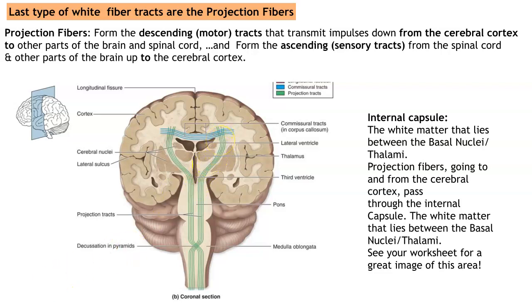Hopefully that makes sense. And this is actually showing to you here. Here is a commissural tract, this blue one. This is actually the corpus callosum because this is a coronal view. So you're seeing the corpus callosum cut in a different way, but this is the corpus callosum, white matter tracts going between the two cerebral hemispheres.